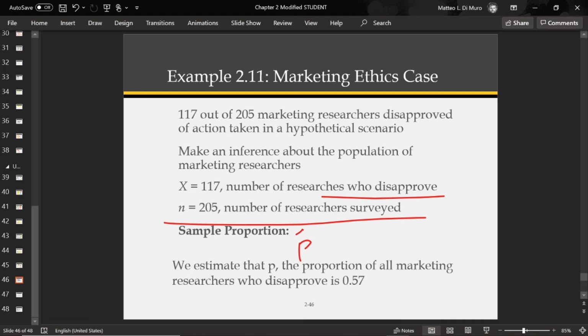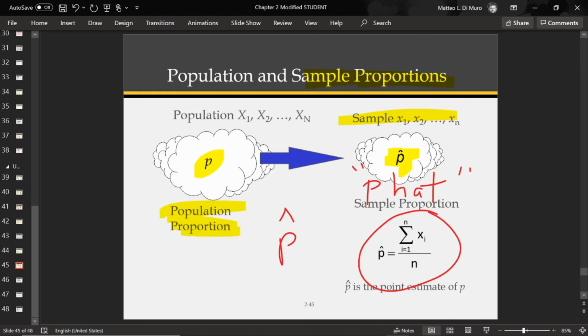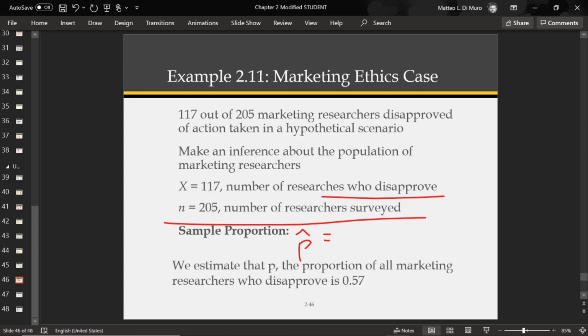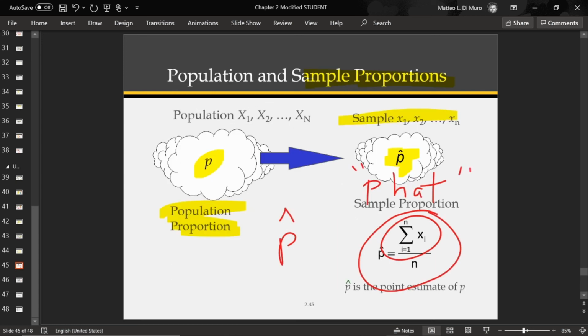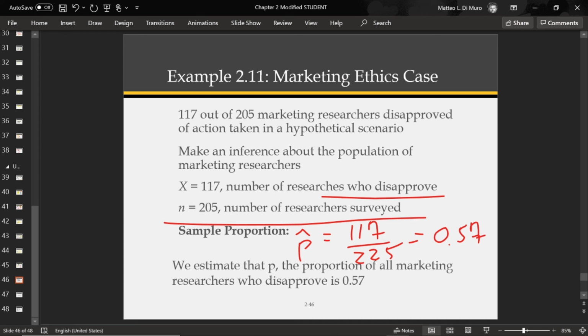You're just going to go P hat, right? And remember, the formula is just the sum of all the xi's, starting at 1 going up to n, divided by n. So in this case, how many people disagreed? 117 divided by 205 to find 0.57. So I think it's important to see this because it's a very straightforward question, but when you start looking at formulas like this and all the lingo, it can kind of get confusing, but it's just a proportion. So there you have it.